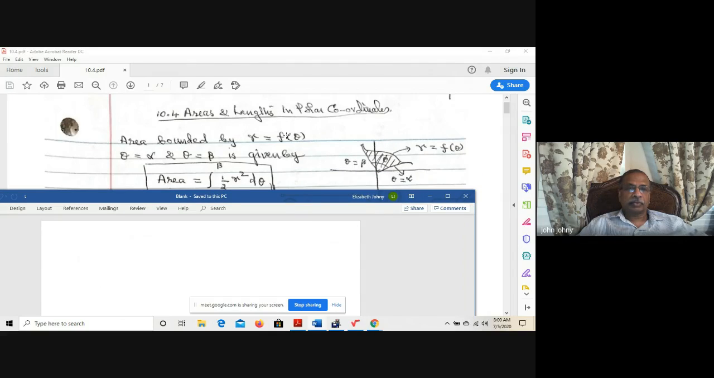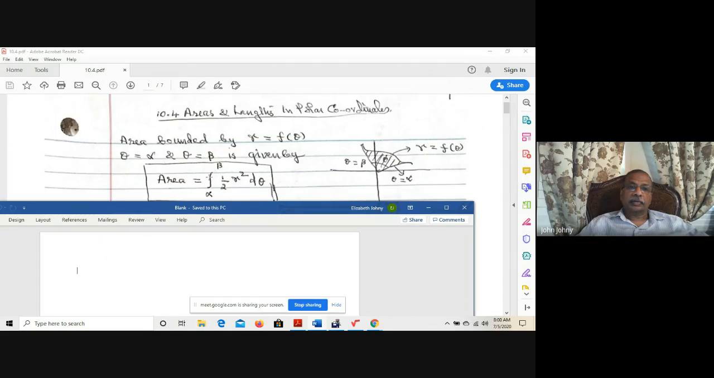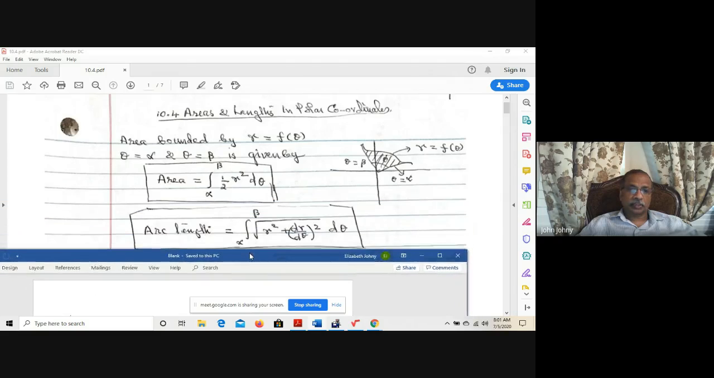So the area bounded by r equals f of theta, where theta varies from alpha to beta, is the shaded region given here. The area is equal to the integral from alpha to beta of 1/2 r squared d theta. You will learn the derivation of this in your Calculus 3.